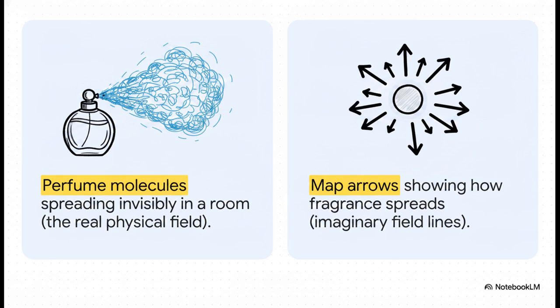Imagine standing in a room and someone walks in wearing a really strong perfume. Now, you can't see those perfume molecules spreading through the air, right? But you absolutely feel their effect when you smell them. An electric field is exactly like that fragrance. It is physically there, radiating around a charge. Now, if we wanted to draw a map to show how that scent spreads through the room, we'd probably draw some arrows. And those imaginary arrows? Those are exactly what electric field lines are. The fragrance itself is real, but the arrows are just our visual tool to explain what it's doing.